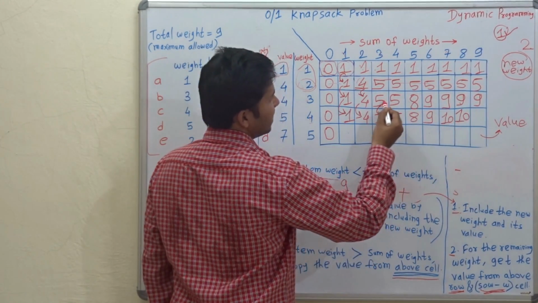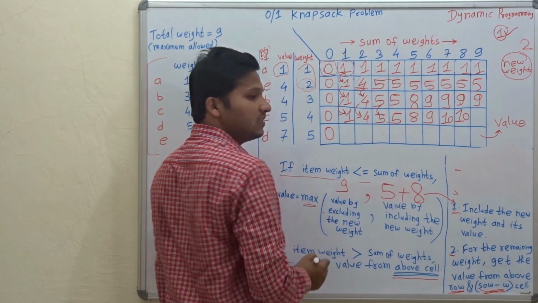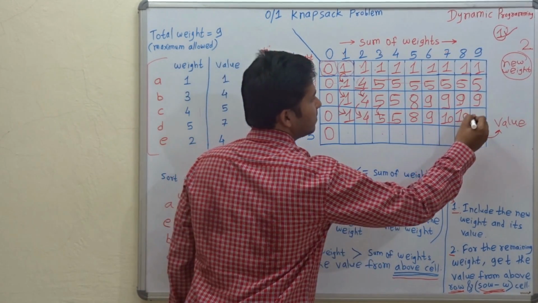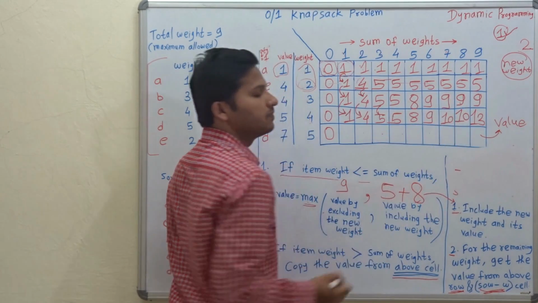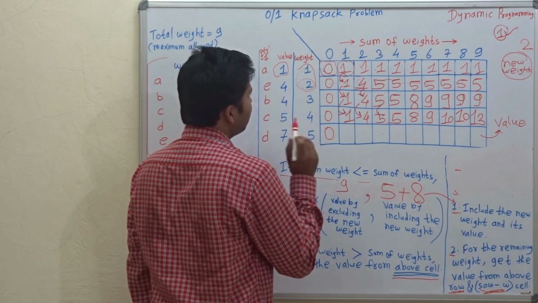So go to the fifth cell in the above row. The fifth cell is 8. So 5 plus 8 is 13. 8 plus 5 is 13. So max is 13. Okay, let's go to the next row now. This is the last row.